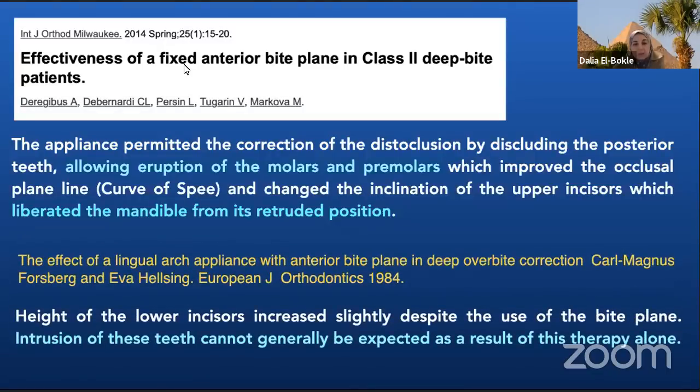Another article that used anterior bite plane in deep overbite correction demonstrated that the lower incisors actually increased in or extruded a little bit despite the use of the bite plane. And one would think that using a bite plane would lead to intrusion of the incisors, where in fact this article showed that intrusion of the incisors cannot generally be expected as a result of this therapy alone.